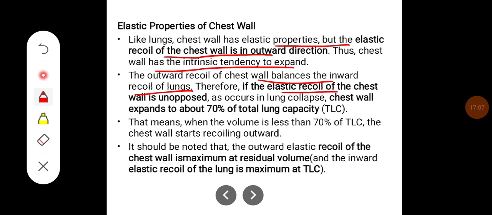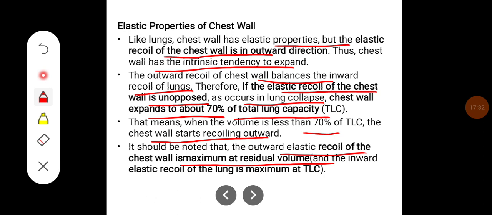Therefore, if the elastic recoil of the chest wall is unopposed, as occurs in lung collapse, the chest wall expands to about 70% of the total lung capacity. That means when lung volume is less than 70% of the total lung capacity, the chest wall starts recoiling outward. So it should be noted that the outward elastic recoil of the chest wall is maximum at residual volume, and the inward elastic recoil of the lung is maximum at TLC.